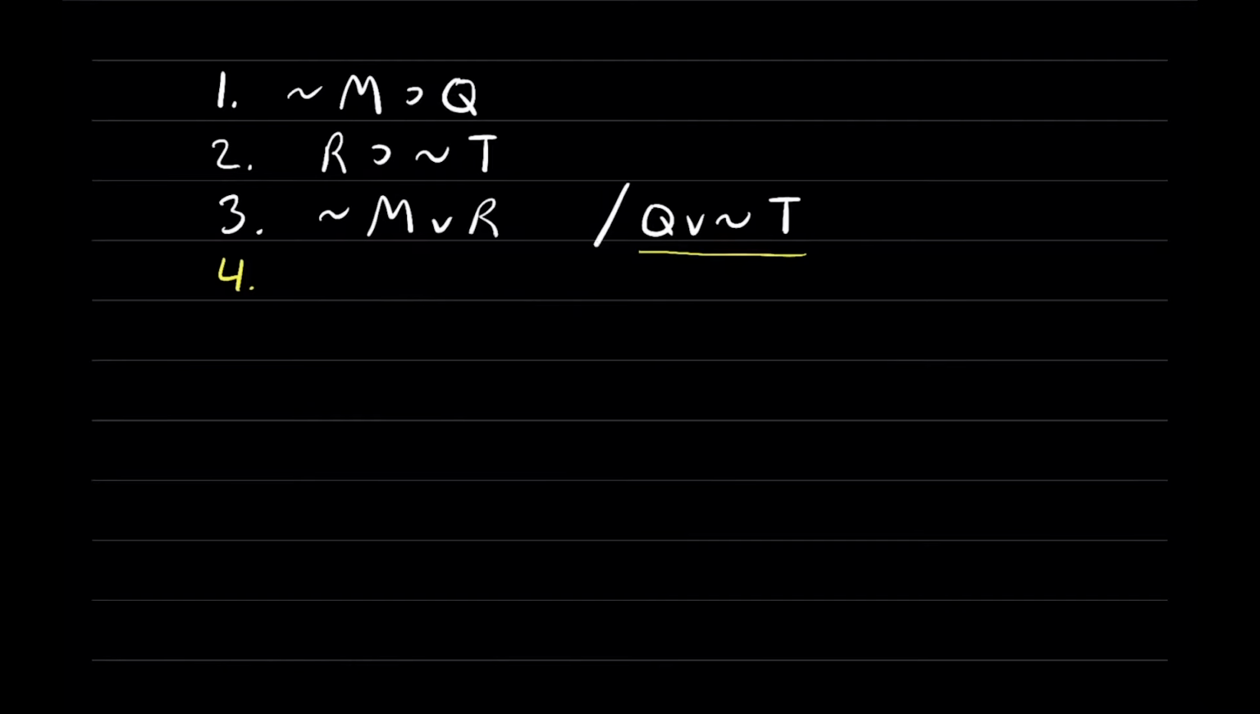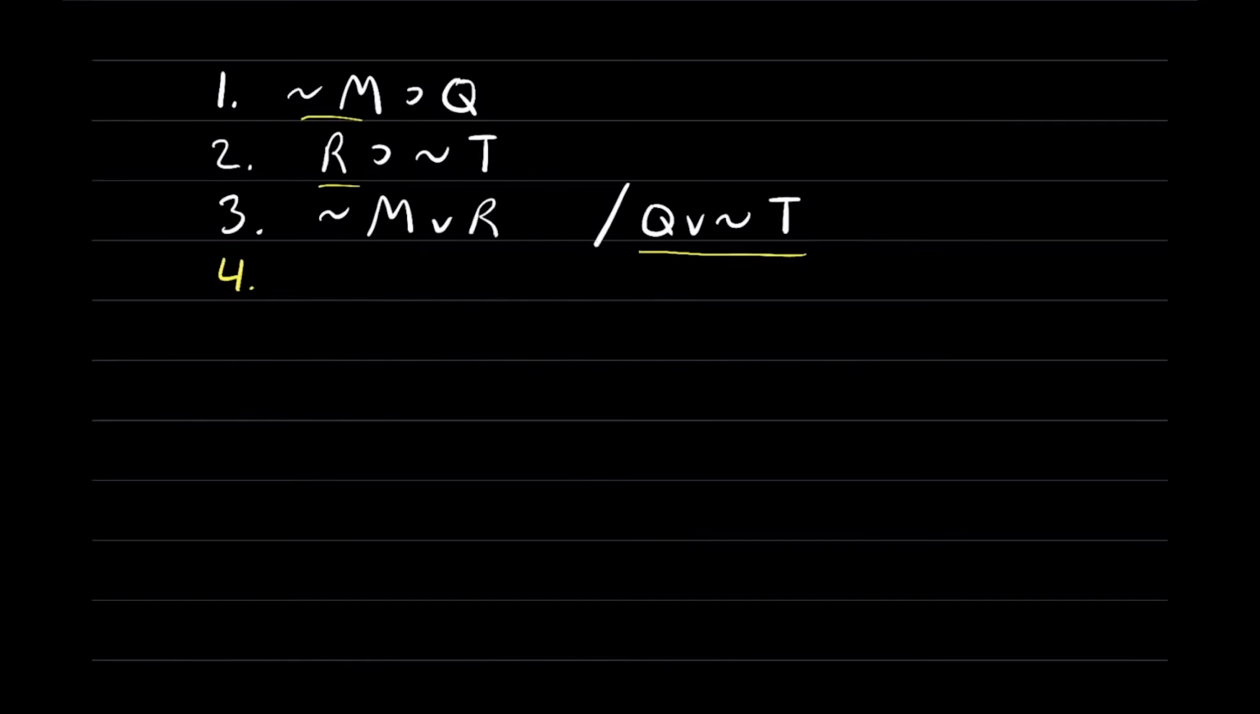But lines 1 and 2 tell us that each of those two terms, each of those two disjuncts, implies something. Not M implies Q and R implies not T. And this is starting to look an awful lot like a constructive dilemma. We have a disjunction. Each of the two disjuncts implies something else, but we need to set it up so it looks like the form of a constructive dilemma.